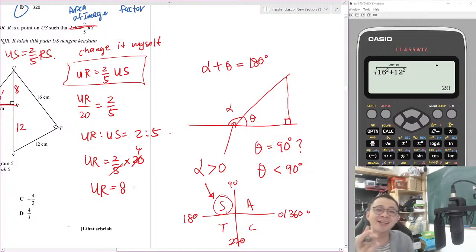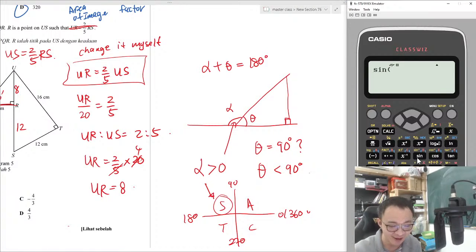This quadrant, S, tells you what? S basically tells you only sine can be positive here. Basically it means other than sine, cos and tangent, you will get negative. You might ask me, so what do you mean by negative and positive? Okay, I can show you.